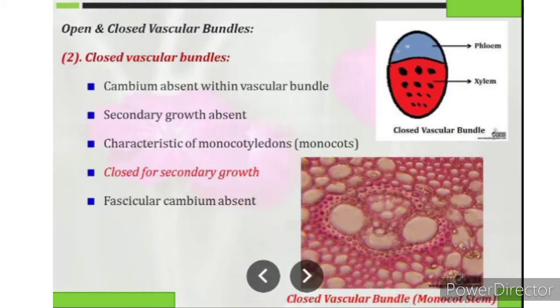Then the closed type of vascular bundle. In a closed type vascular bundle, cambium is absent. Such types of vascular bundles are mainly found in monocots.